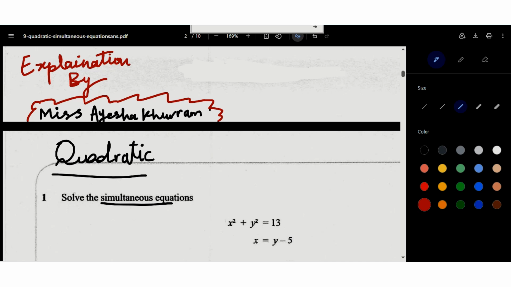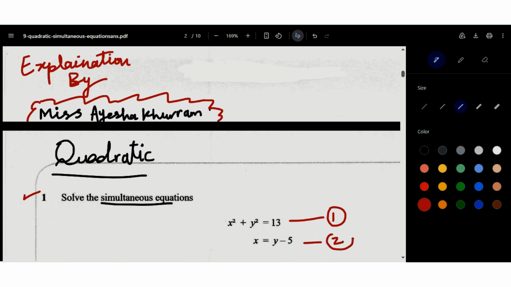So today I'm gonna make a video for the first topic. The topic is very important, it is quadratic simultaneous equations. Quadratic simultaneous equation is the first question here. Like they give me two equations here. That's equation number 1, that's equation number 2.